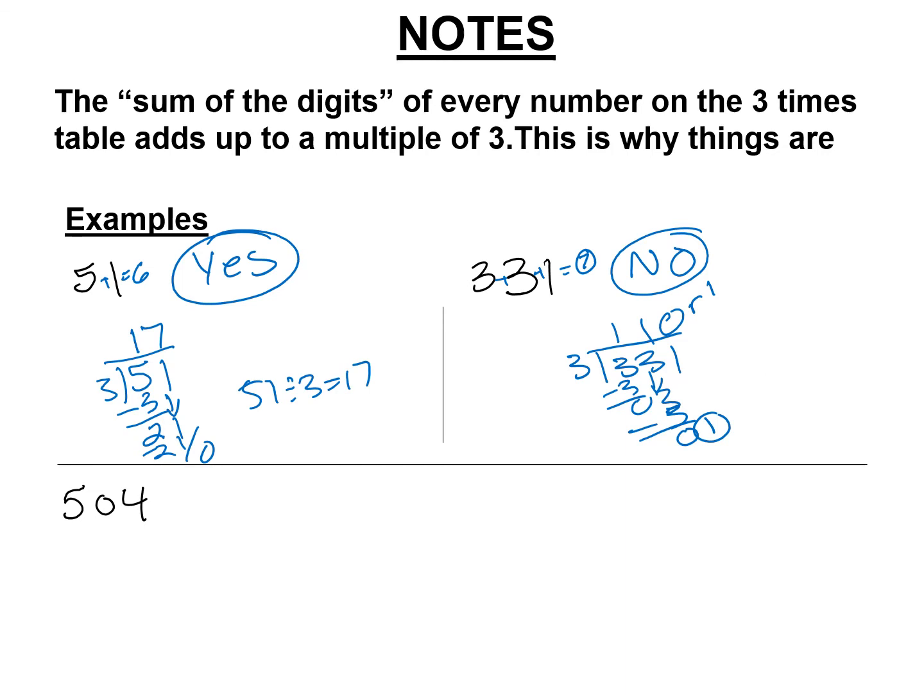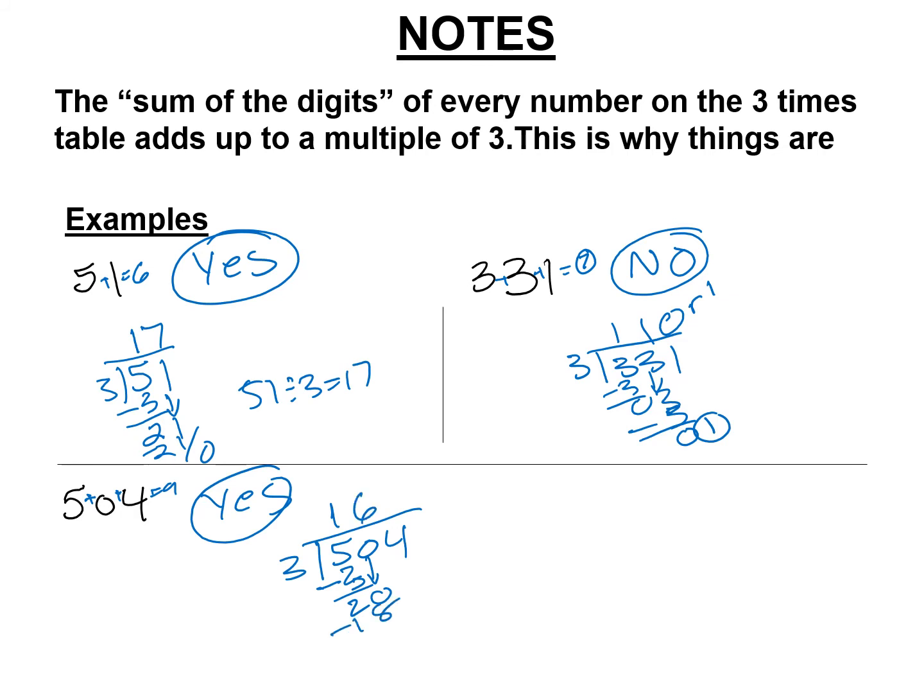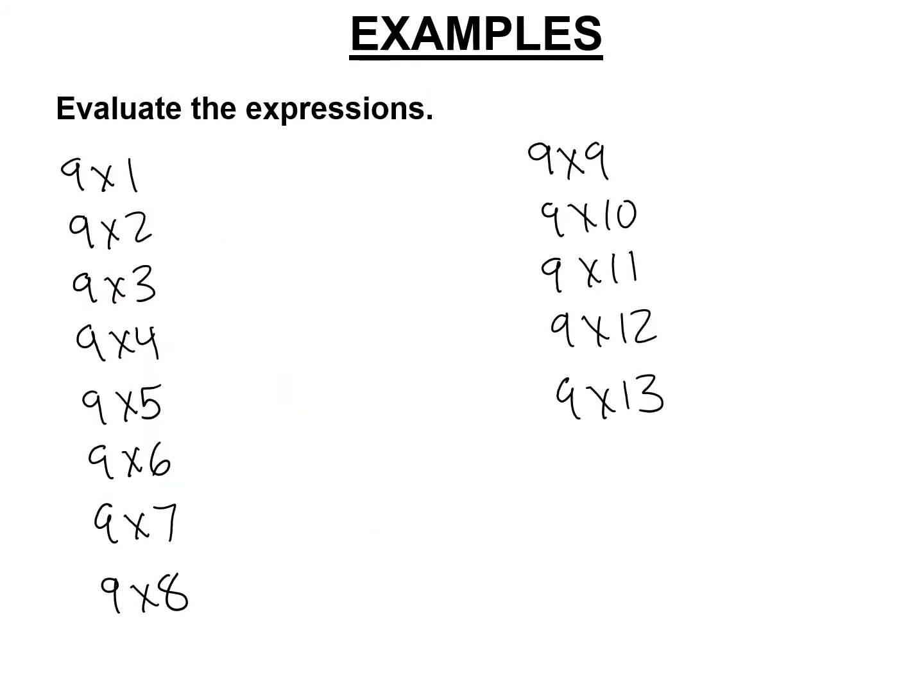All right, so 504, is that divisible by 3? Well, 5 plus 0 plus 4 is 9, so it must be divisible by 3. And let's just do that. 3 goes into 5 once, right? Remainder 2, bring down a 0. 3 into 20 goes 3 times 6 is 18. Remainder 2, bring down a 4. 3 into 24, yeah. 504 divided by 3 equals 168. It comes out nicely because we can tell that ahead of time by the sum of the digits trick. Turns out the 9 times table has a very similar trick.